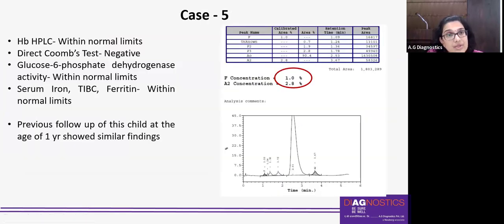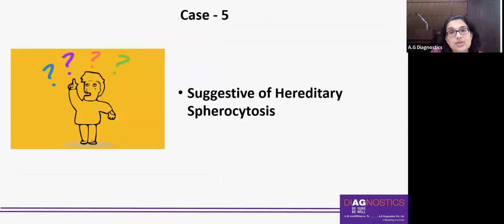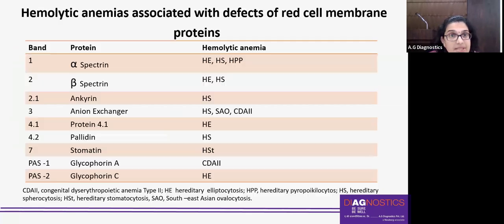The rest of the workup was normal. So we suggested a diagnosis of hereditary spherocytosis in this case. The osmotic fragility test, acidified glycerol lysis, and autohemolysis are the non-specific tests used in these cases. However, a specific diagnosis would be by membrane protein analysis, molecular and family studies. The red cell membrane proteins typically involved are spectrin, ankyrin, pallidin, stomatin, and glycophorin.